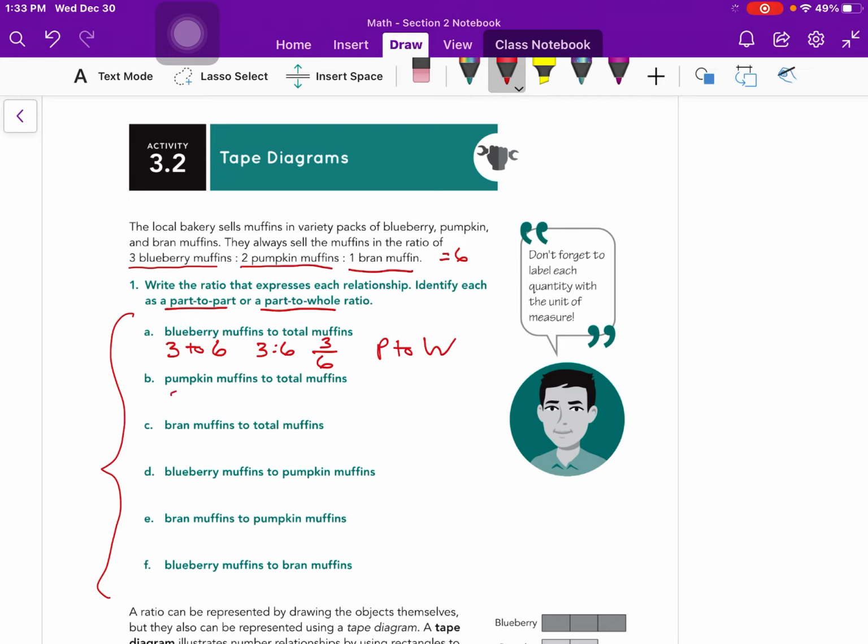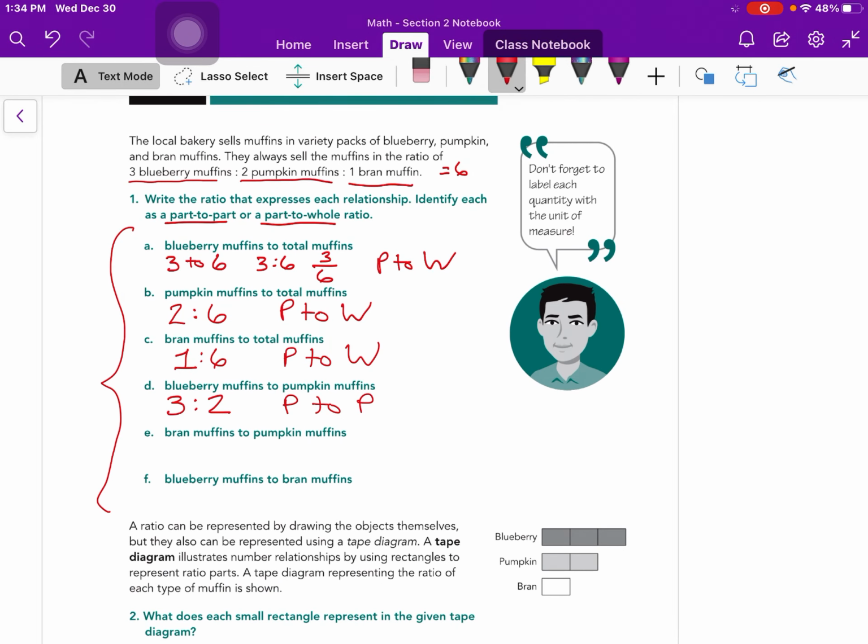Second one, pumpkin to total. Well, there's 2 pumpkins, and the total is 6. And pumpkin to total is a part to whole. Bran, there's 1 to total is 6. And again, that's a part to whole. Blueberry to pumpkin, 3 to 2. That would be a part to part, comparing two different types of muffins. And then we've got a bran to pumpkin, so 1 to 2. That's a part to part. And finally, a blueberry to bran, and that would also be a part to part.